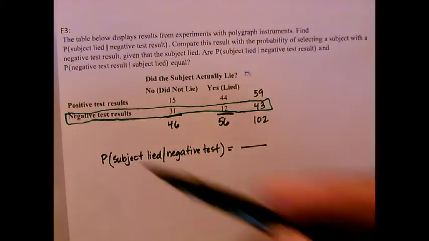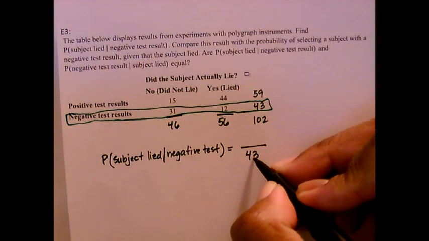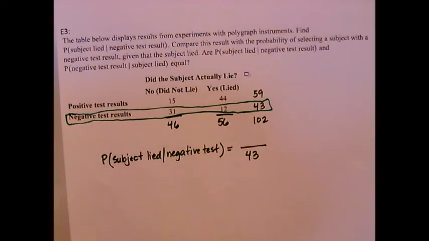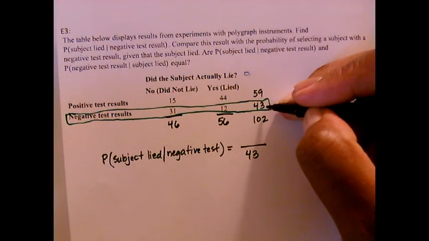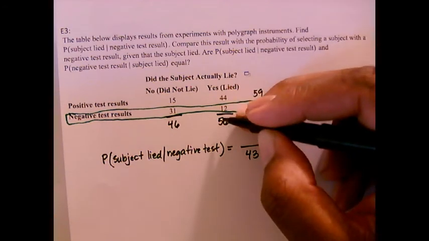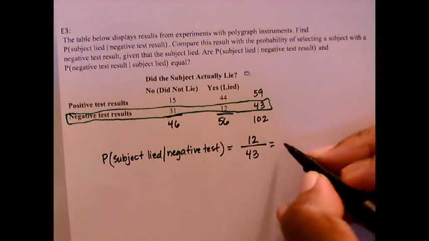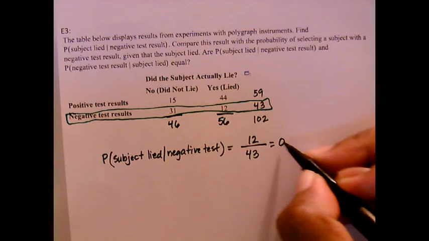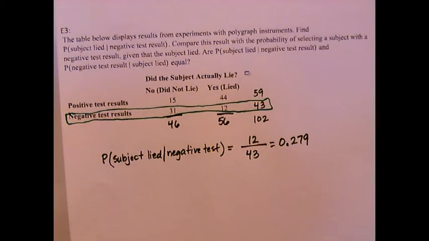Okay, the total number of negative test results was 43, so that's going to be my denominator, and not the 102. Now, out of those 43 negative test results, how many subjects lied? In this case, that's 12. So it'll be 12 over 43, and if we convert that to a decimal, to 3 decimal places, that'll be 0.279.